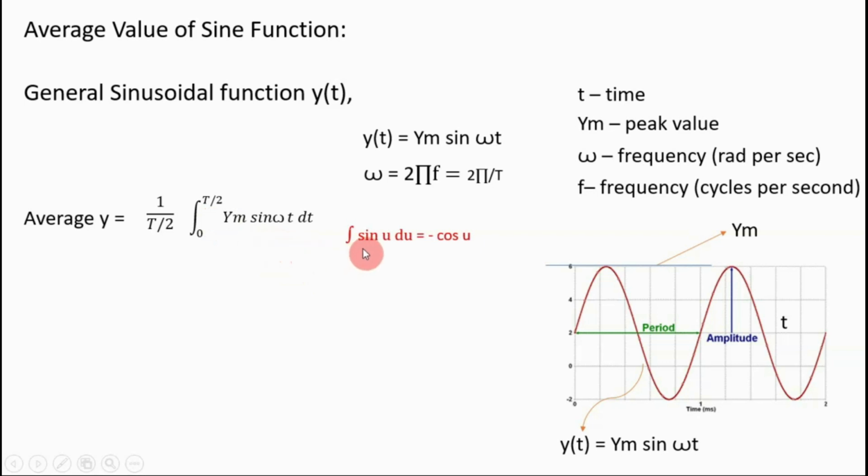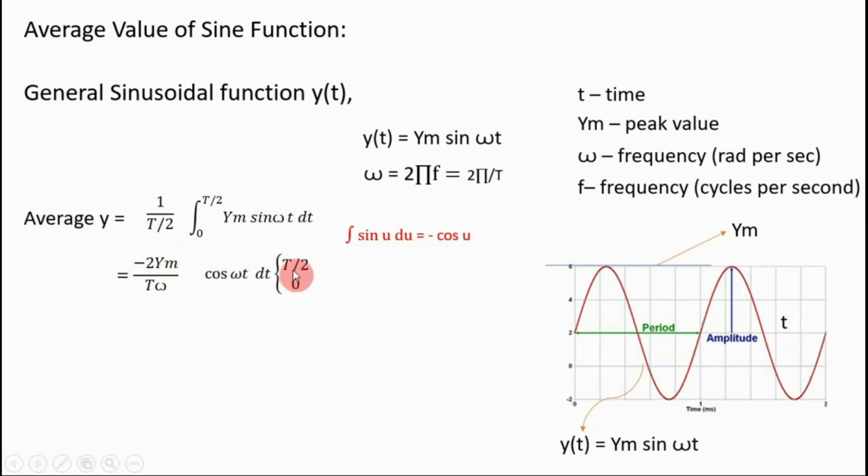We have the integration of sine u du is equal to negative cosine u. So we place to the other side of the integration sign the variable y sub m, and we place 2 on the numerator, and then we take the integration of sine omega t. It will give us negative cosine omega t, times negative, because this is negative.